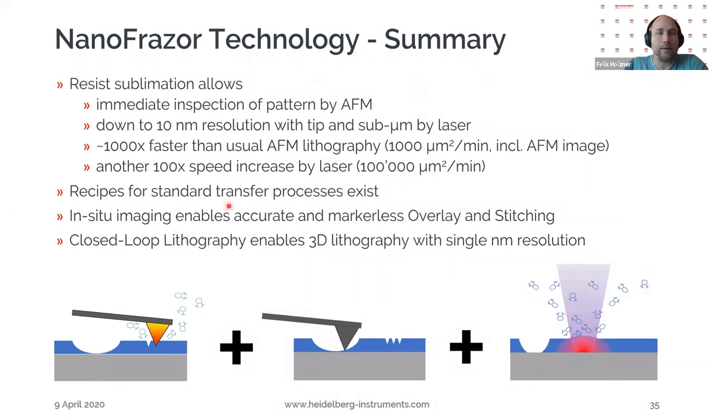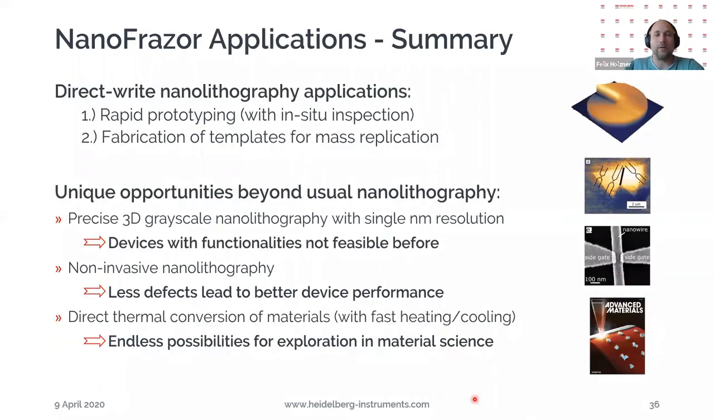Also to mention again, this in situ imaging capability allows the markerless overlay and stitching I mentioned before, and the very unique 3D lithography, which is very interesting for a few optical or nanofluidic biological applications with this 1 nanometer accuracy. So we see the applications of the NanoFrazor mainly in rapid prototyping, so fast fabrication of small area nano devices, and for the fabrication of templates like for nano imprint or injection molding.